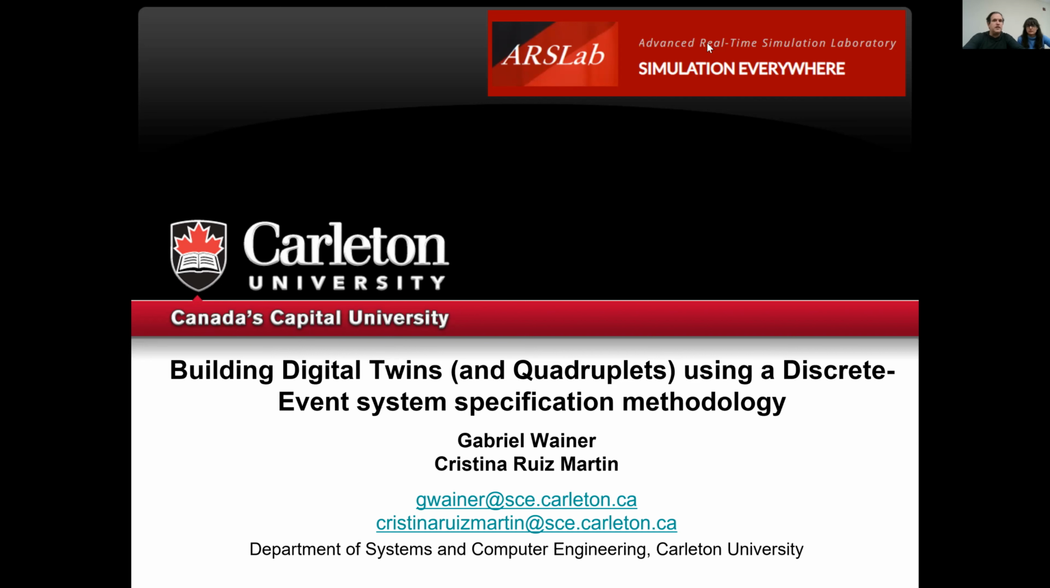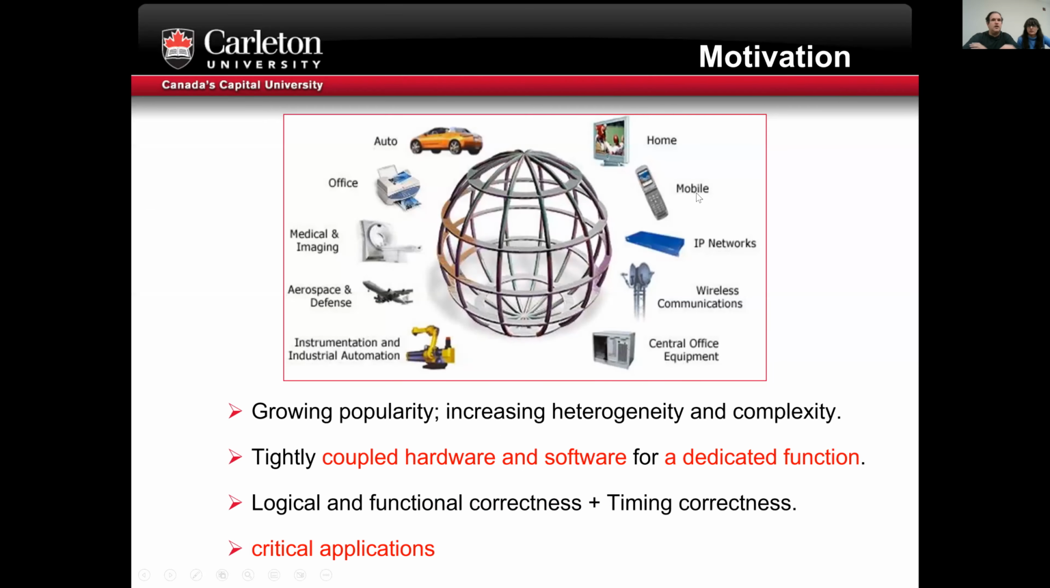Our talk today is on building digital twins and what we call digital triplets and quadruplets. And for that, we use discrete event system specifications. As you will see, we will develop into the digital twin, but in reality, our main motivation is on the development of real-time embedded systems, cyber-physical systems. They're everywhere these days. They have grown in popularity. Most processors are embedded in devices like your office equipment, your cars.